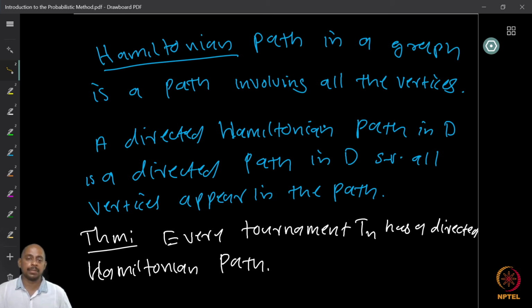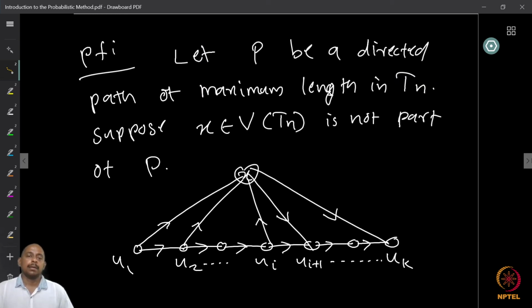We are not going to prove this theorem. This theorem is very easy. We will just give a sketch of the proof. But we are going to prove something more using the probabilistic method. So here is how you prove the previous theorem.